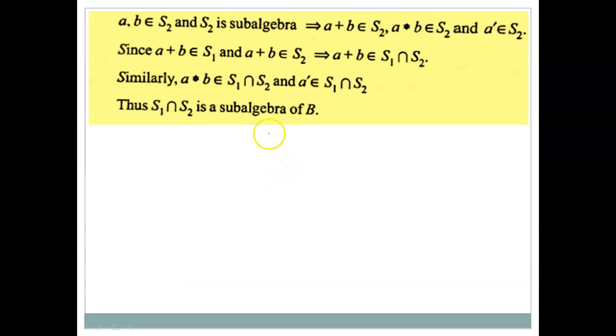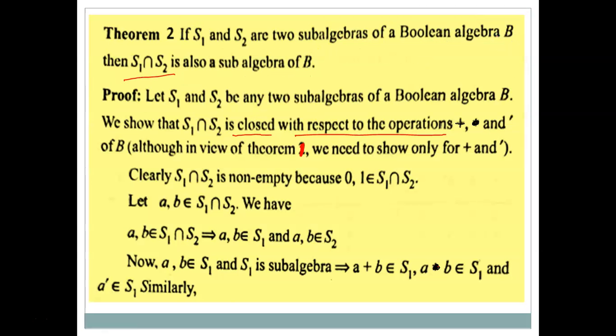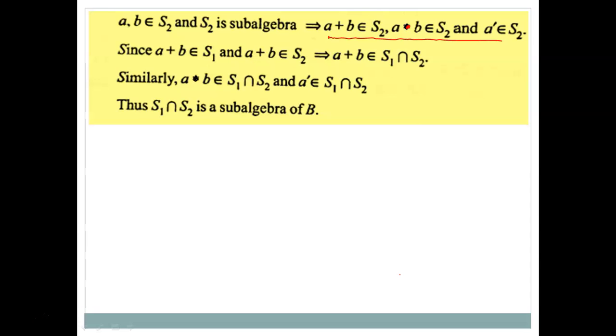Similarly, A dot B, when you say that A, B belongs to S2 and S2 is a subalgebra, we can say that A plus B belongs to S2, A dot B belongs to S2, A complement belongs to S2. So using these two situations, you can see this one and this earlier one, we were saying that these are belonging to S1. So using these two situations, you can see A plus B is belonging to S1 as well as to S2. Similarly, A dot B is belonging to both S1 and S2, and A complement is also belonging to S1, S2.